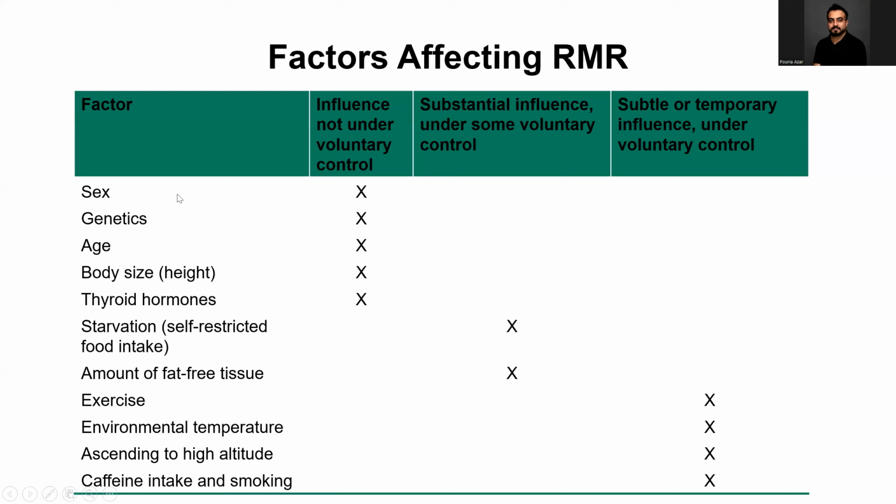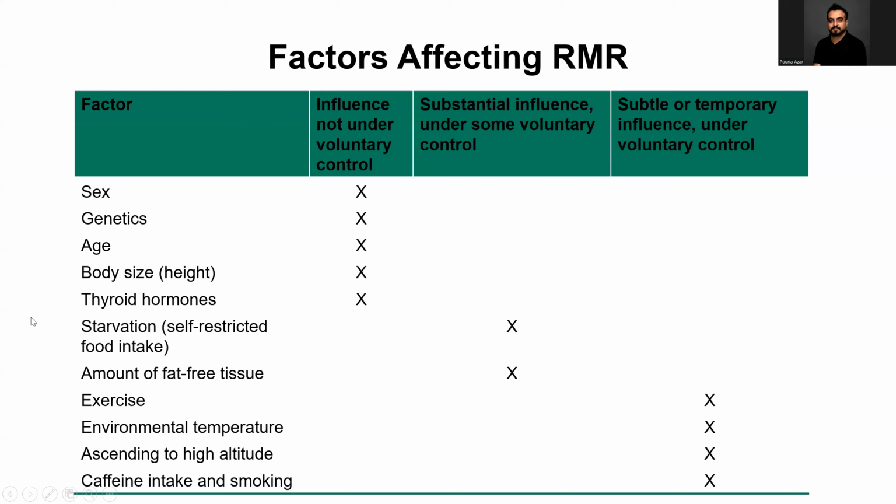Resting metabolic rate can differ between different individuals because of genetic factors. Gender, we know men are consuming more energy. They have higher resting metabolic rate compared to women.